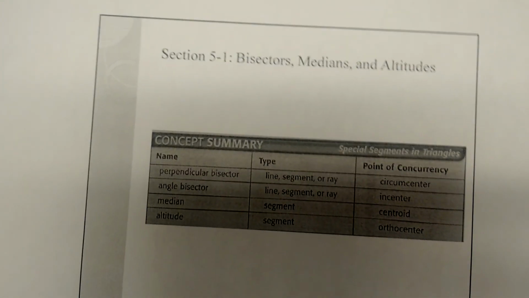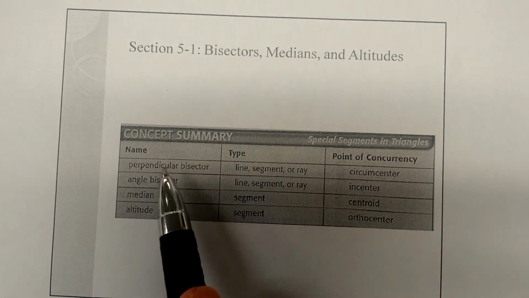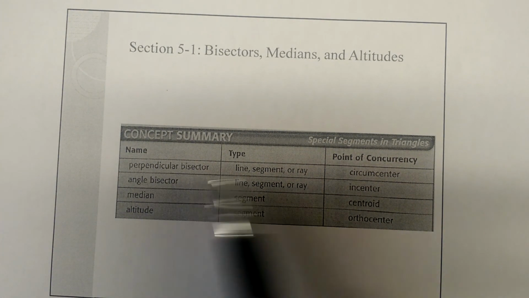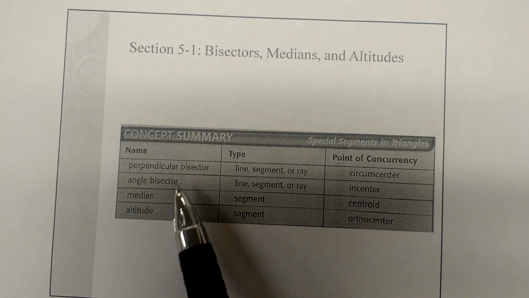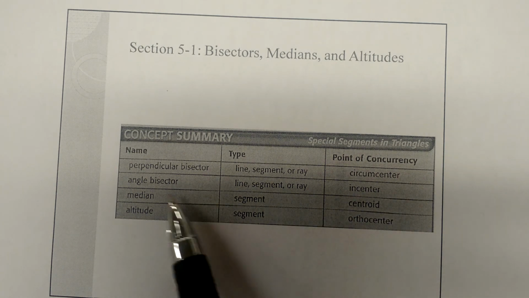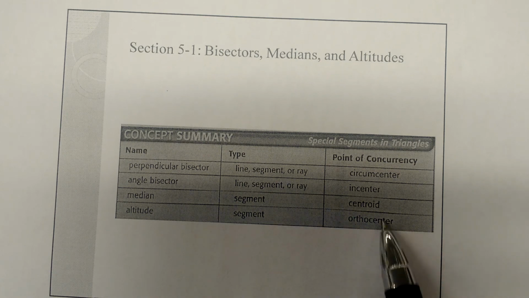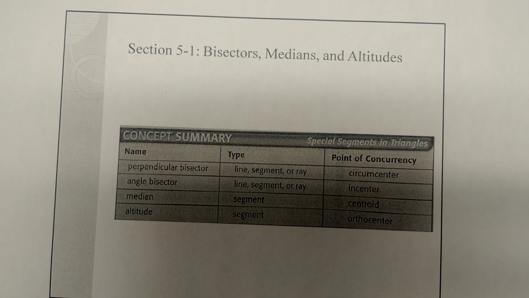So down here, the last one here is just a summary. So the names of the things: perpendicular bisectors meet at the circumcenter. Angle bisectors meet at the incenter. Medians meet at the centroid. Altitudes meet at the orthocenter. That's the end of the section.